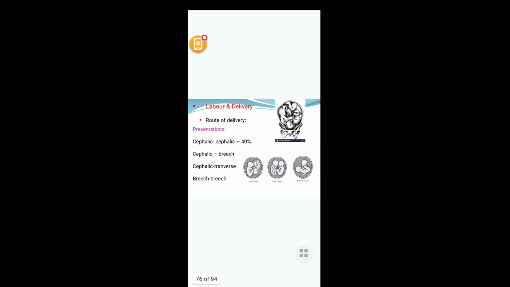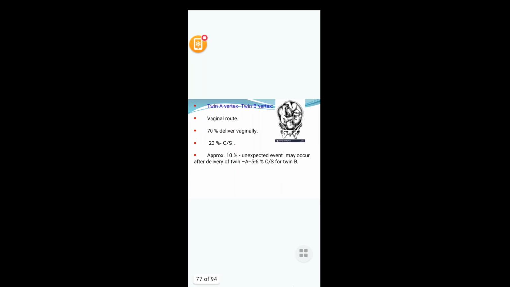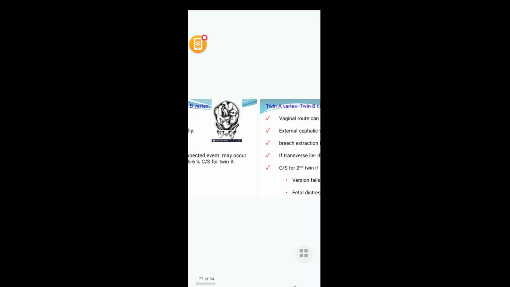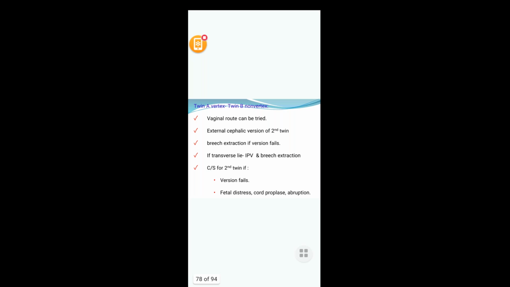Labor and delivery: the route of delivery depends upon the type of zygosity, the number of fetuses present, and their lie. If it is cephalic, 40% chance. Cephalic-breech, cephalic-transverse, and breech are the common presentations we see in a twin pregnancy. If it is twin A vertex and twin B vertex, usually they can deliver vaginally. 70% deliver vaginally and 20% need cesarean delivery. Approximately 10% have an unexpected event after the delivery of twin A, which results in cesarean of twin B. Twin A vertex, twin B non-vertex, vaginal route can be tried. External cephalic version of the second twin should be done, and breech extraction if the version fails.